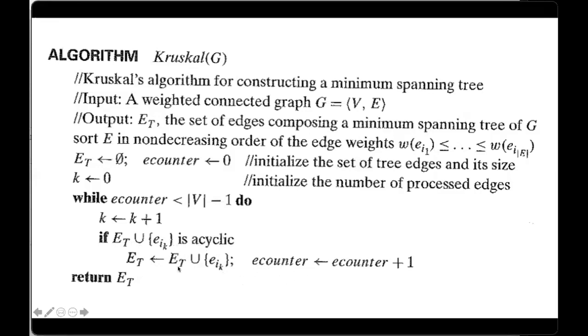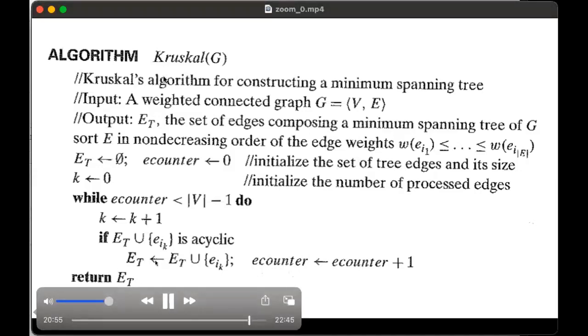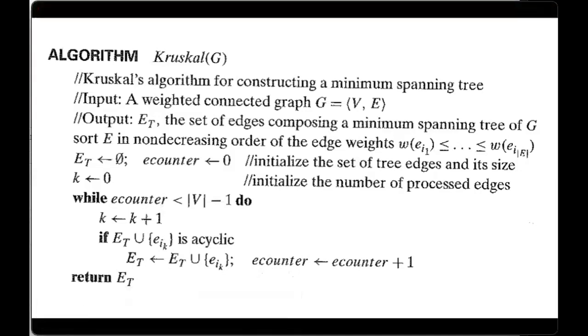Each time you add an edge to the edge set, increment the encounter variable by 1. If 5 vertices are there, once the encounter value becomes 4, we come out of this while loop. Return ET, which is the edge set having all the minimum cost edges of that graph. That is the resulting spanning tree, the edges of that spanning tree. So this is the Kruskal algorithm.